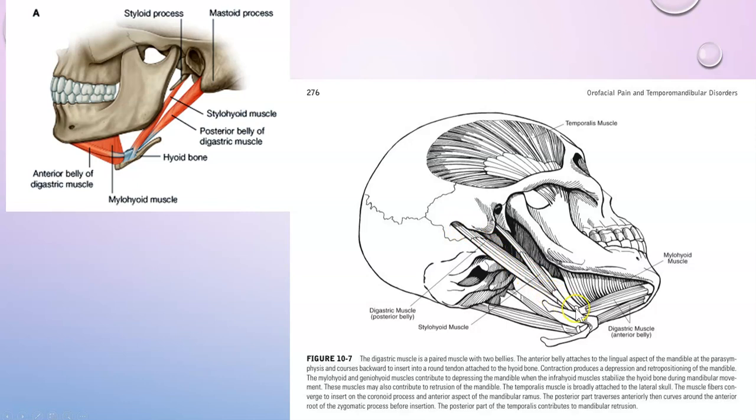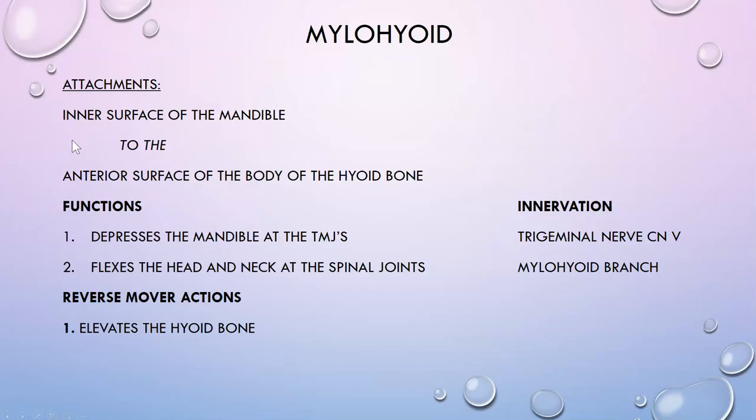As it comes down, there is a central tendon right here, here to here, with the anterior belly here. So it's almost like a bit of a tendon with a loop that we can see here that helps attach that digastric from the skull down to the hyoid, and from the hyoid up to the posterior aspects of the mandible. The next is called the mylohyoid.